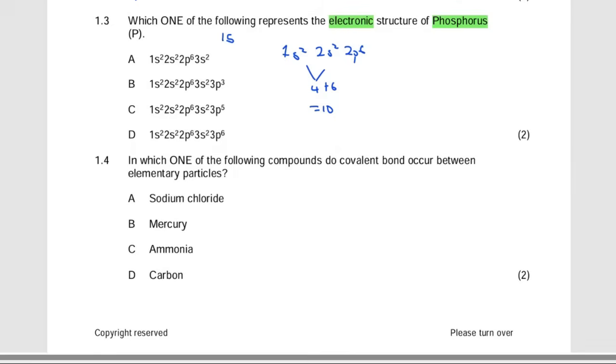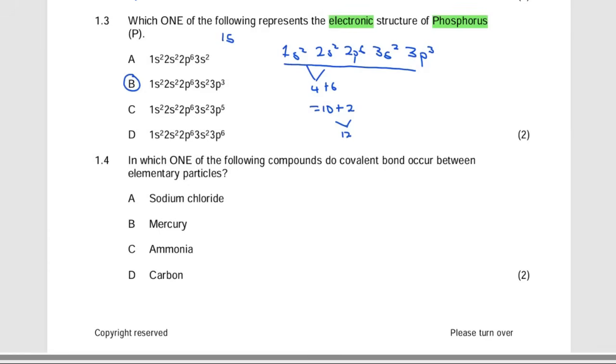After 2p6, then we're going to proceed to 3s, so 3s2. So now we have a total of 12. Then we're trying to approach 15. After that is going to be a p orbital again, which is 3p3. So this is the electronic configuration that we are looking for in terms of our phosphorus. If we look at this, option B is the correct one.